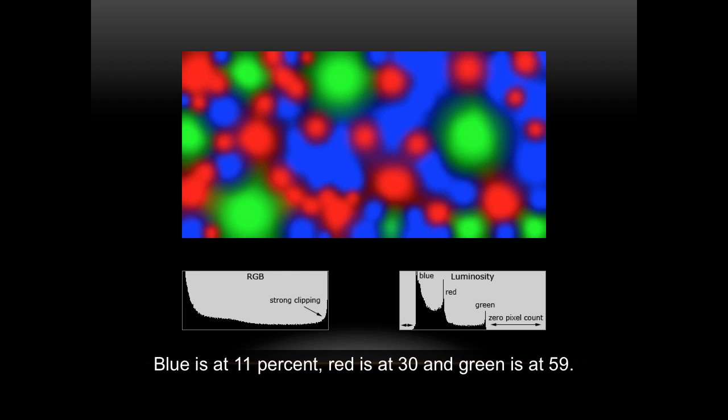Blue is at 11%, red is at 30%, and green is at 59%. So this luminosity histogram tells us that there is 0 pixel count in that upper portion, which means that there really is no white. It also tells us there is no full black anywhere by looking at the left side of the luminosity histogram. So there are no pixel counts on the far left or the right, which tells me there are no blacks, there are no whites.